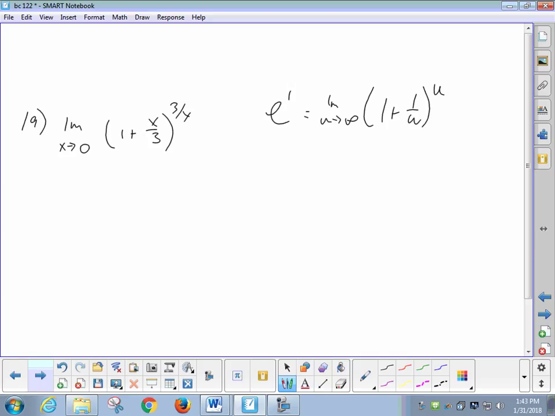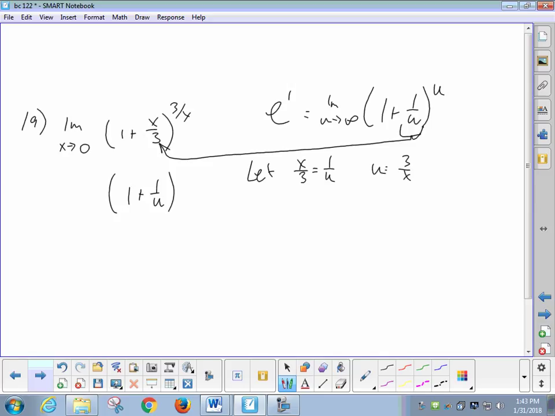I write that and then I focus on the inside. I say let x over 3 equal 1 over u. You with me? So that upon substitution, this becomes 1 plus 1 over u. Then you need to tweak things. First of all, the limit. If x gets small, you could also say u is 3 over x. Wouldn't you agree? If x gets small, then u gets large. So it becomes the limit of u going to infinity, which is good, because that's what it's got to be.